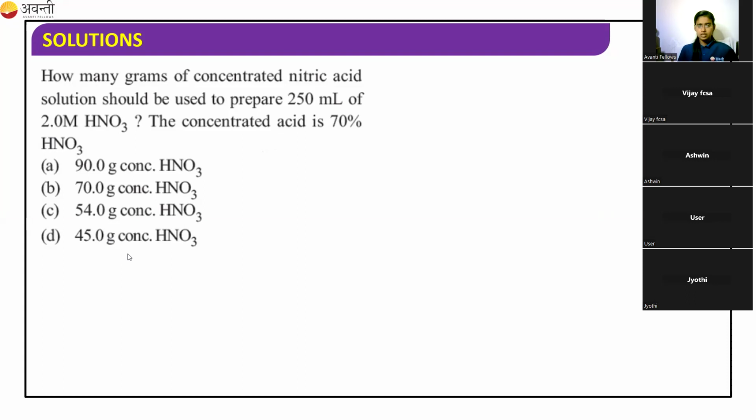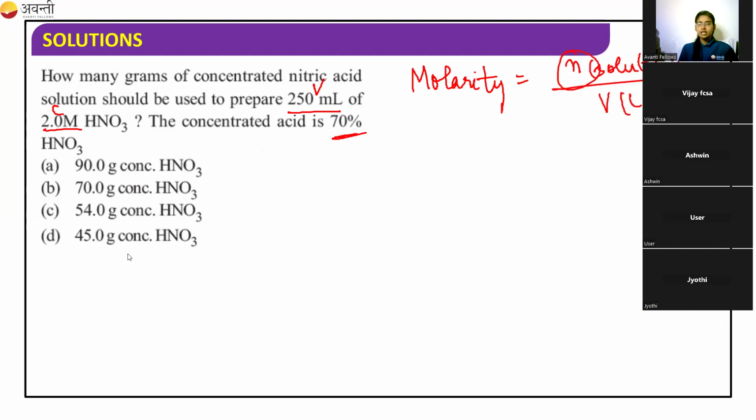So what are the given values? We have the volume in terms of milliliter, and we have the concentration in terms of molarity, and we have the percentage of concentration. Since the concentration is given in terms of molarity, we have to go with the molarity concentration term only to find out the number of grams. So molarity is equal to number of moles of solute divided by volume of solution in liter. So number of moles can be written as mass divided by molar mass, into volume in terms of liter.